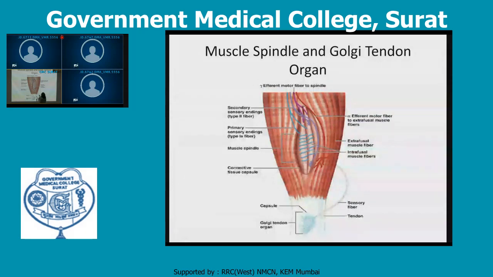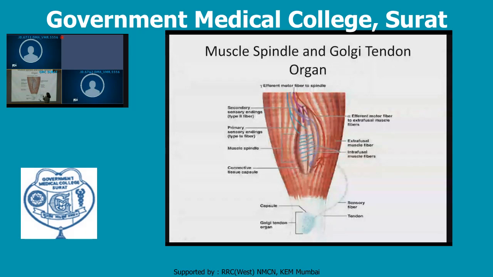The ends of these nuclear chain and nuclear bag fibers have the efferent motor fibers. They are known as gamma efferents or the gamma motor fibers, which are supplying the ends of this intrafusal fiber or the muscle spindle. The extrafusal fibers are supplied by alpha type of motor fibers.